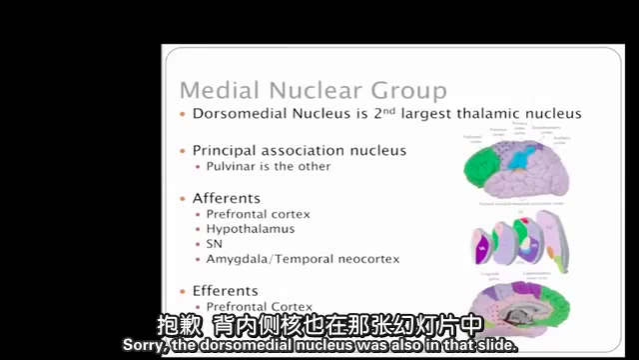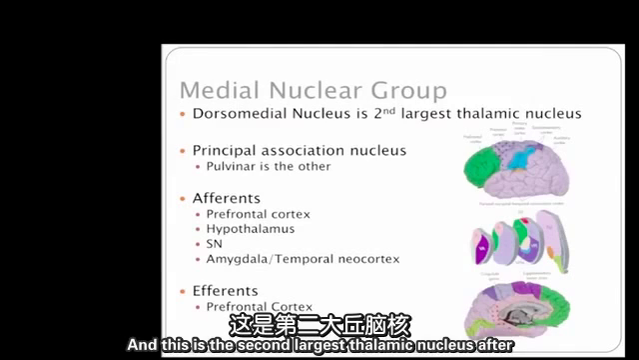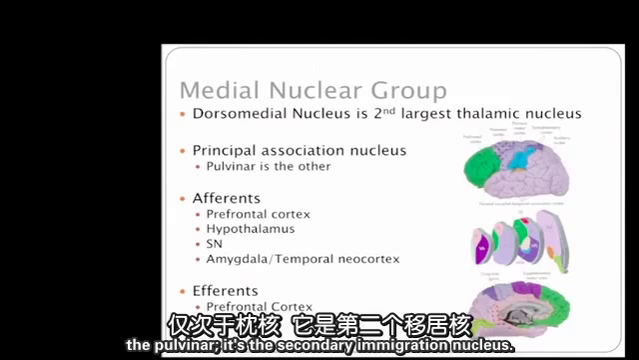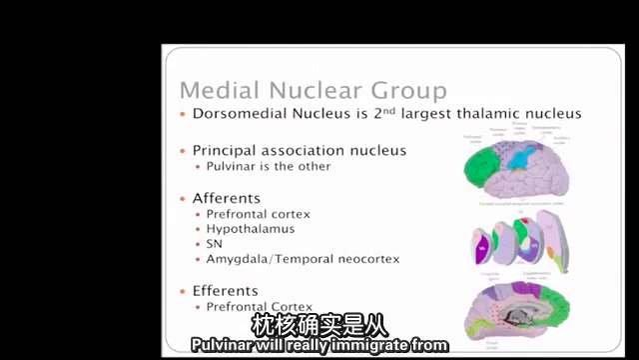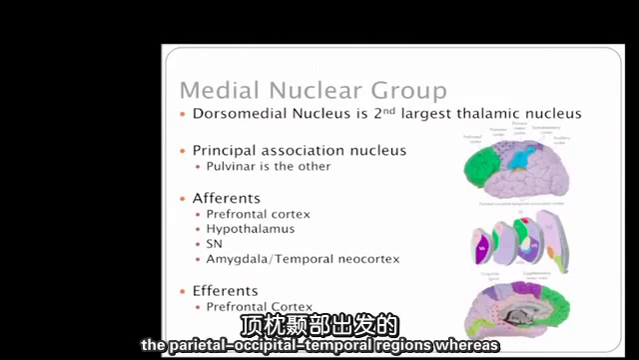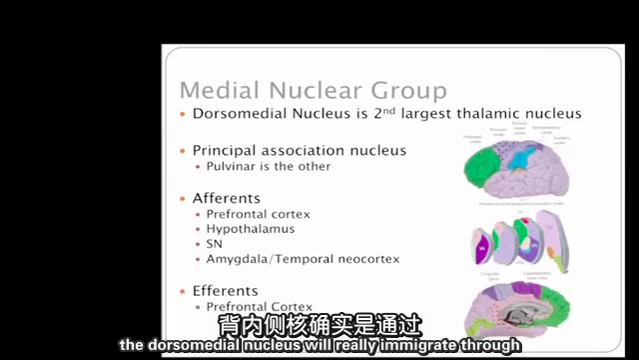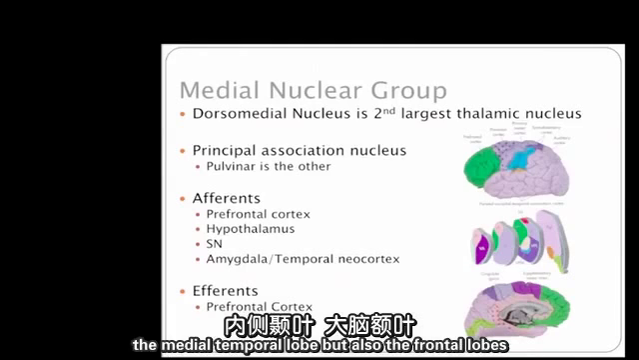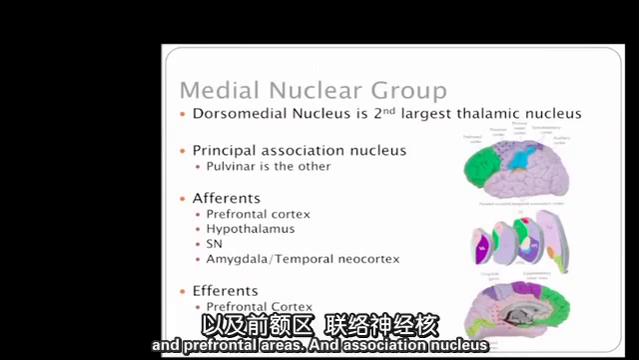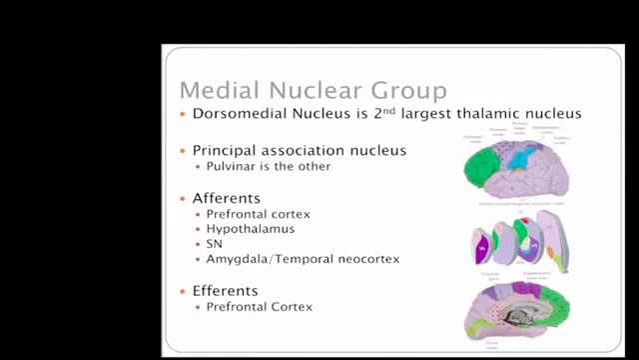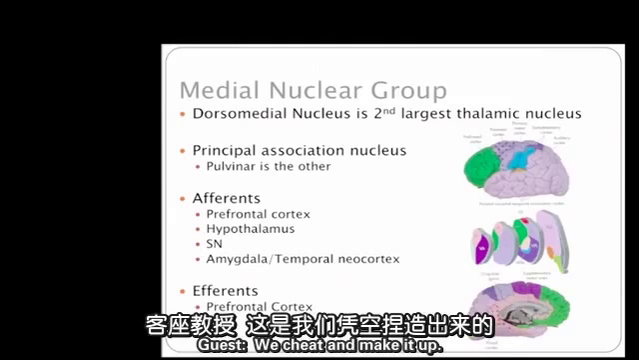Next slide. Sorry, the dorsal medial nucleus was also on that slide. And this is the second largest thalamic nucleus after the pulvinar. It's the secondary integration nucleus. Pulvinar will really integrate from the parietal, occipital, temporal regions, whereas the dorsal medial nucleus will really integrate through the medial temporal lobe, but also the frontal lobes, the prefrontal areas, and association nucleus. Just means we don't know what it does yet.